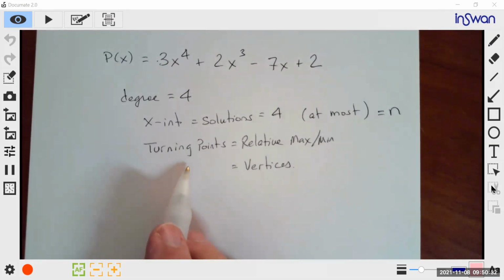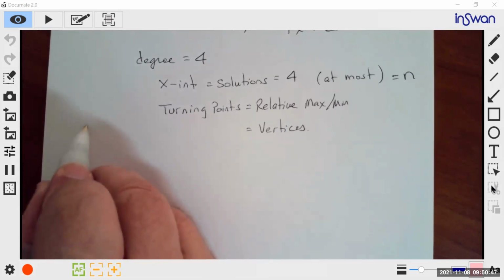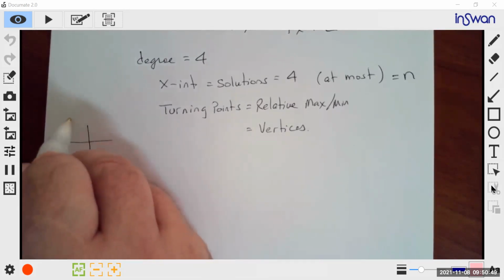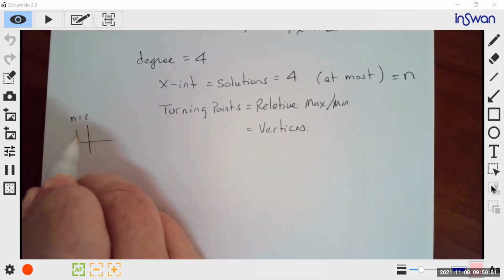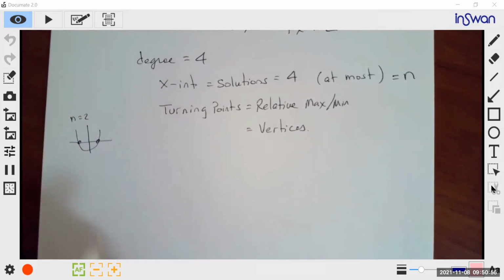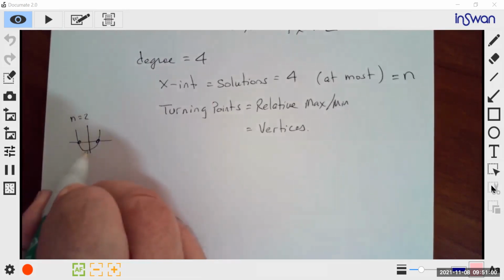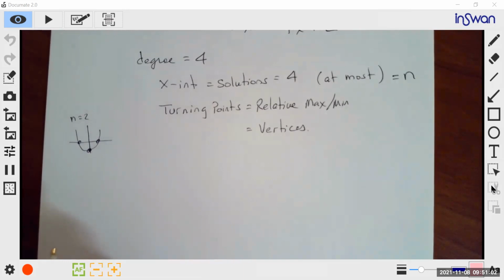The number of turning points is how many? Let's look at what that means. Let's say we had a degree 2. We have 2 x-intercepts. How many vertices do we have? 1.